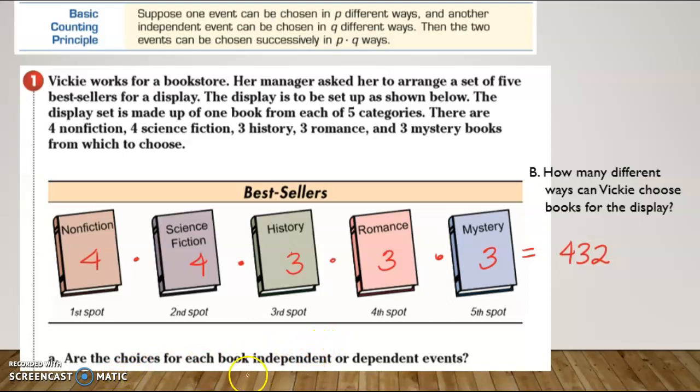Are the choices for each book independent or dependent? Well, the fact of the matter is they are independent, because it does not matter. This choice of a nonfiction doesn't affect my choice of science fiction doesn't affect my choice of history. So, these are independent, and you've got, by multiplying them all out, 432 different ways this could happen.